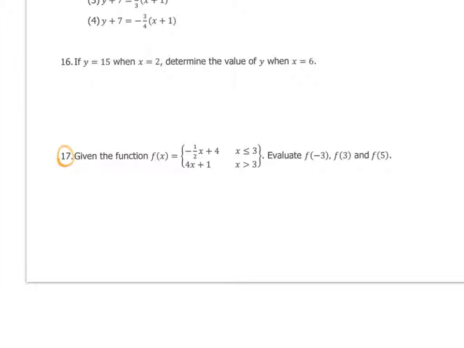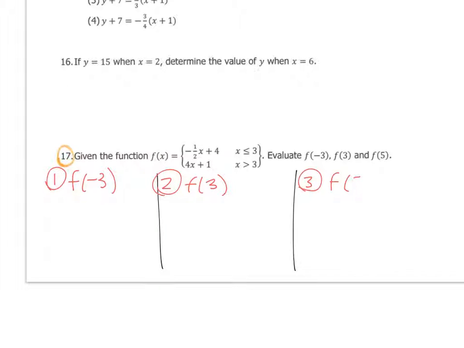Number 17, we're given this piecewise function again. This time we don't have a graph. It says evaluate f of negative 3, f of positive 3, and f of 5. So we're going to kind of split our paper into 3 sections so that we can do each of the 3. First, we're going to do f of negative 3. Second, we're going to do f of 3. And third, f of 5.